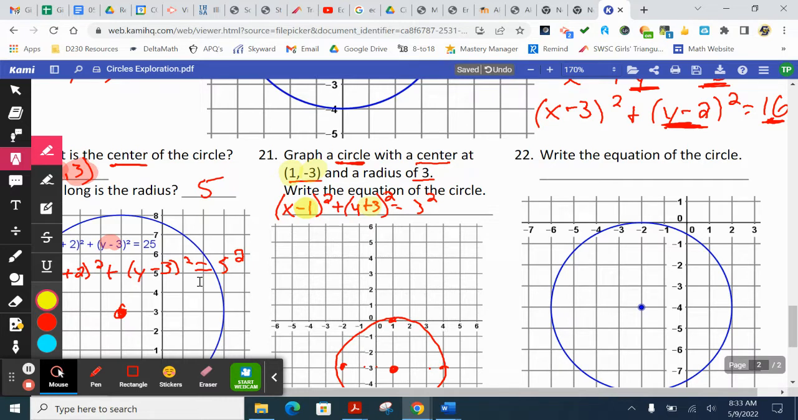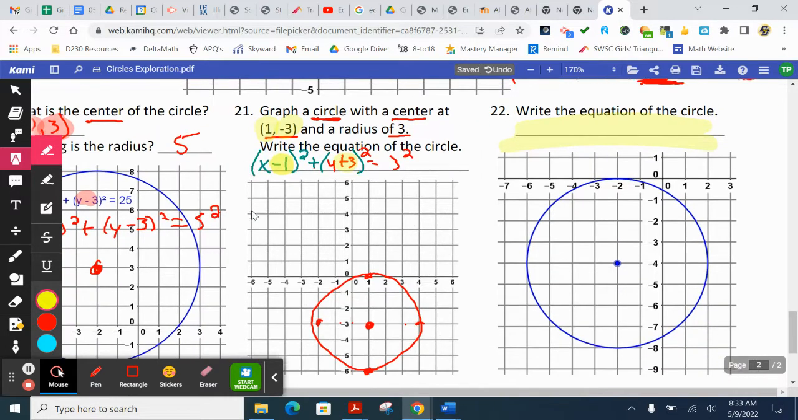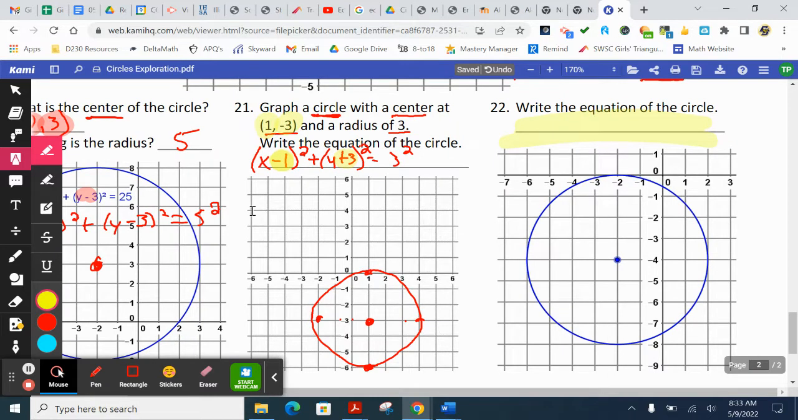Okay. Last one. You don't have to draw it. Write in the equation of number 22. All right. Anybody got that one?